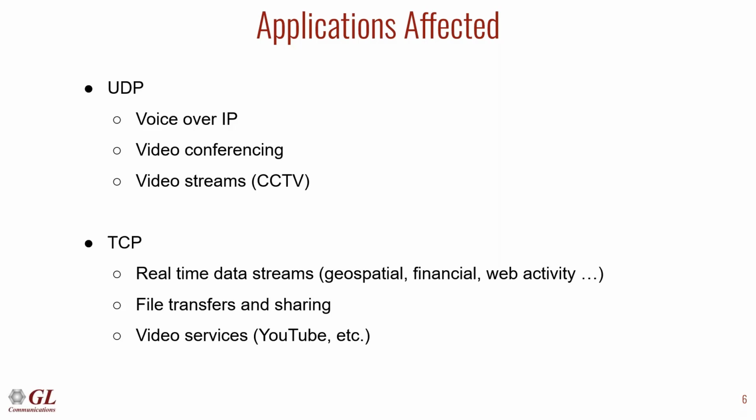Now, TCP is also obviously residing over Ethernet and IP. TCP is for data. It's for reliable data exchange, file transfers, financial activity, customer payments, and so on and so forth. Video services like YouTube also use TCP for reliable data transmission. So whether you're streaming or doing data transmission, voice, video, data, whatever it may be, it's all residing over Ethernet and IP.